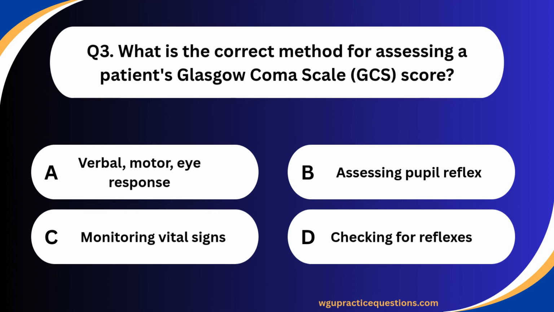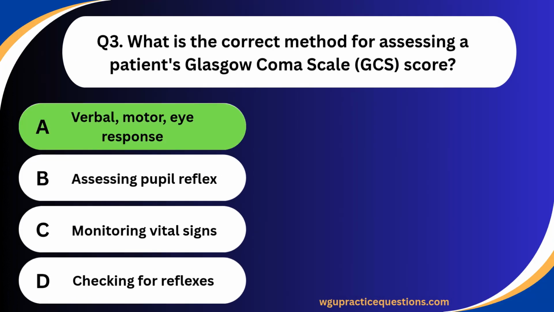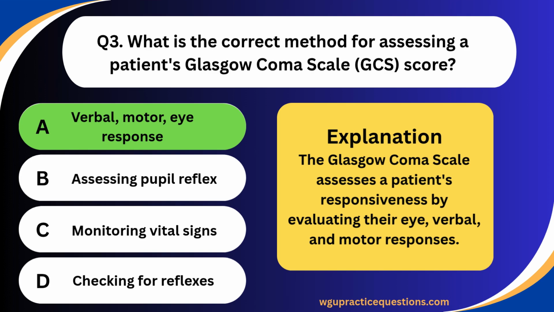Question 3. What is the correct method for assessing a patient's Glasgow Coma Scale, GCS score? A. Verbal, motor, eye response. B. Assessing pupil reflex. C. Monitoring vital signs. D. Checking for reflexes. Which one is the correct answer? The correct answer is A. Verbal, motor, eye response. Explanation. The Glasgow Coma Scale assesses a patient's responsiveness by evaluating their eye, verbal, and motor responses.